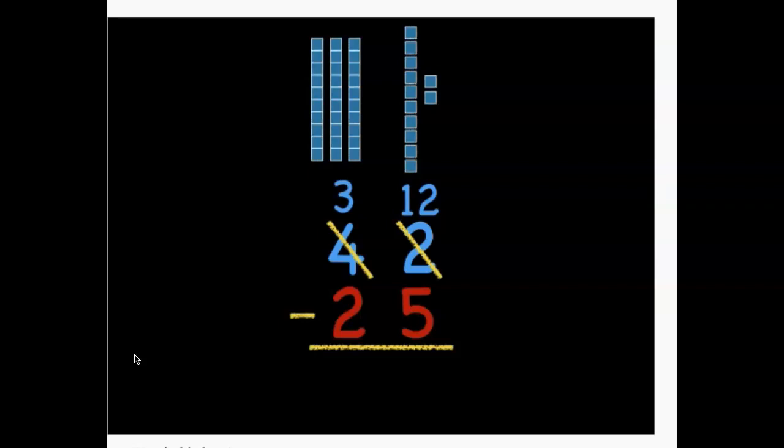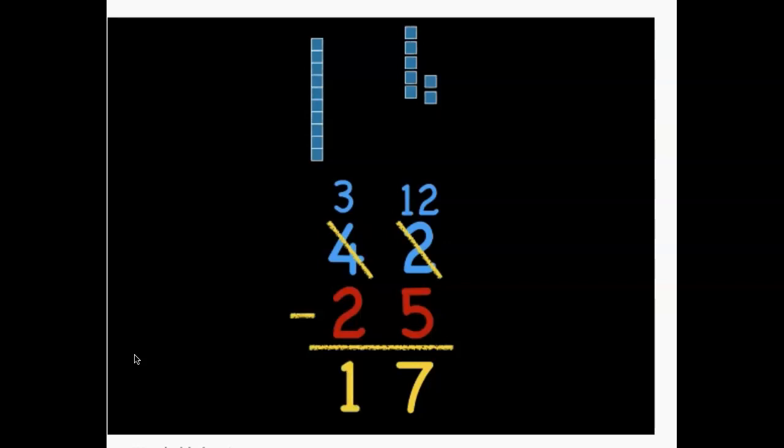Well, let's take away 5 ones from our drawing. 1, 2, 3, 4, 5. And we can see that we have 7 left. Now let's move over to our tens and we take away 2 tens. 1, 2, and we have just 1 ten. So the answer to our subtraction problem is 17.